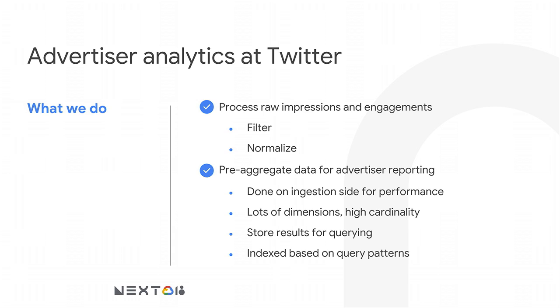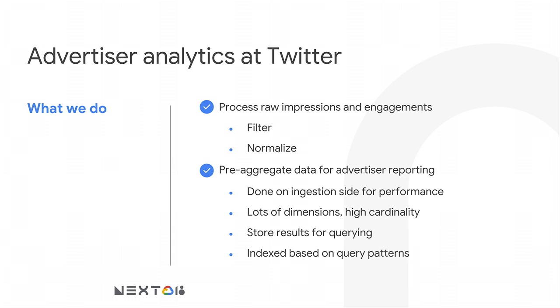So let's just take a step for a second and talk about advertiser analytics at Twitter in general and the things we do. As Fabian mentioned, we take raw impression and engagement events. An impression is just someone viewing an ad. Engagements are people actually interacting with them in some way. We take those from a variety of sources, client devices, our internal systems, a lot of different things, and run them through various pipelines that will filter and normalize that data. Then we take that normalized data and we pre-aggregate it.